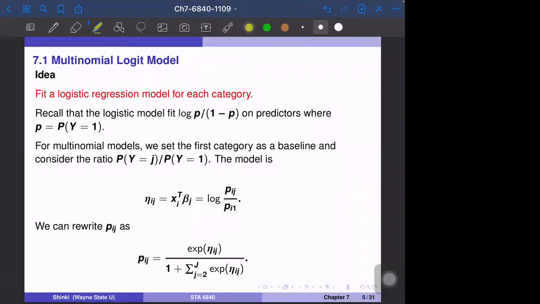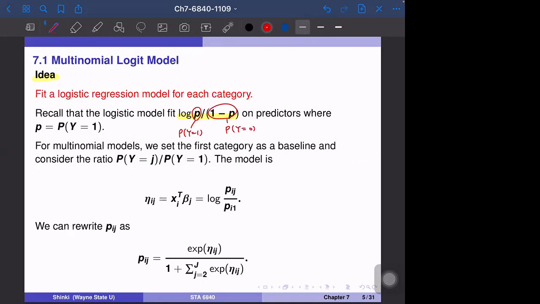Hi, section 7.1, the multinomial logit model. So the idea is to fit a logistic regression model for each category. So what was the logistic regression model? The logistic regression model fit the log of p over 1 minus p on a predictor. So then p is equal to the probability of y equal to 1. That means the numerator is the probability of y equal to 1, and the denominator is the probability of y equal to 0. So we model the ratio of the two probabilities.